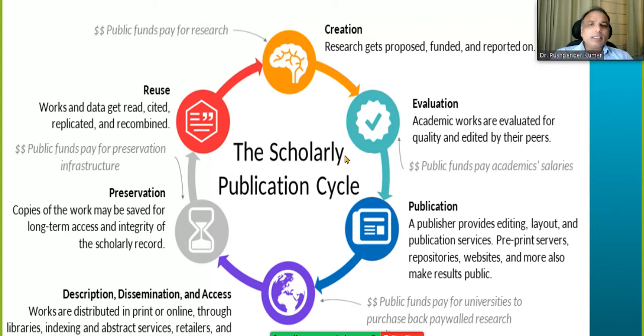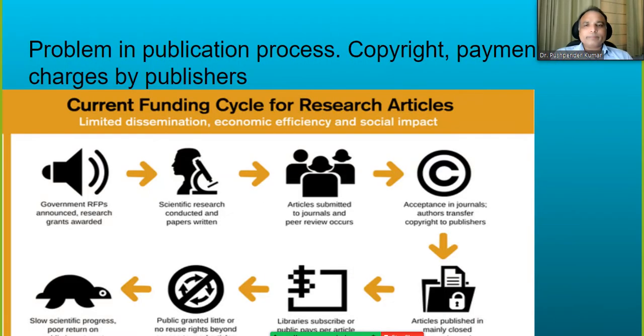So the scholarly publication cycle. This is the whole cycle from publication, getting money, keeping as a patent, dissemination, access information. Then you give permission to someone to use it or reuse it. So this is not an easy thing. This is not an easy thing. You need to take care of this, because at every level you will see money is getting involved.